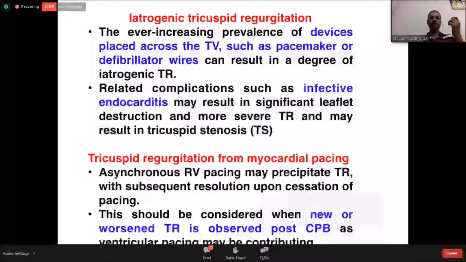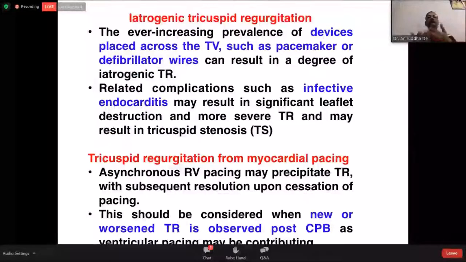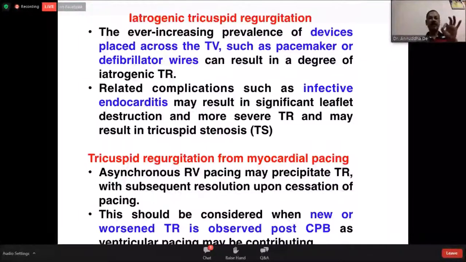The treatment depends on that. Now, the iatrogenic tricuspid regurgitation: there is an ever increasing prevalence of device placement across the TV, such as pacemaker or defibrillator wires, which can result in a degree of iatrogenic TR. The related complication is infective endocarditis. These can happen after the procedure, and can worsen the TR observed post CIED.